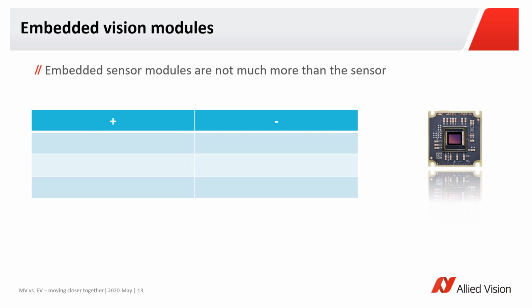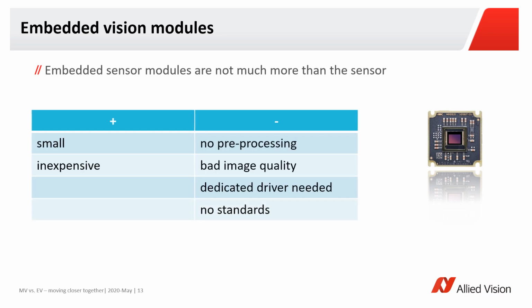If we look at a typical embedded vision module, they're usually based just on the sensor and then some electronics. They are small, they are inexpensive, but there is no pre-processing capability, so pretty much the raw sensor image is transmitted. Therefore, the image quality right from the module is not that good.